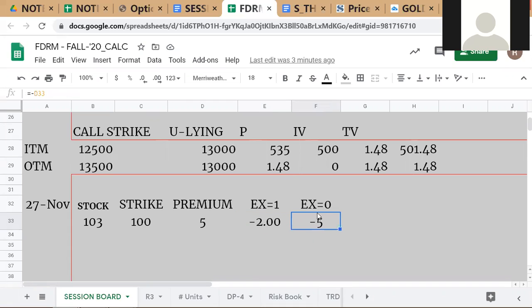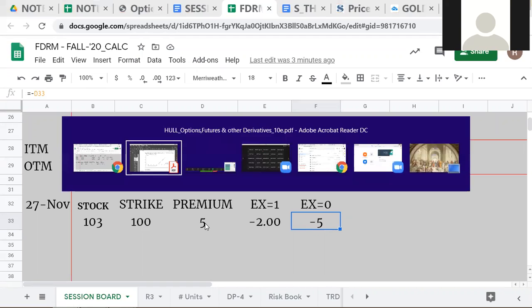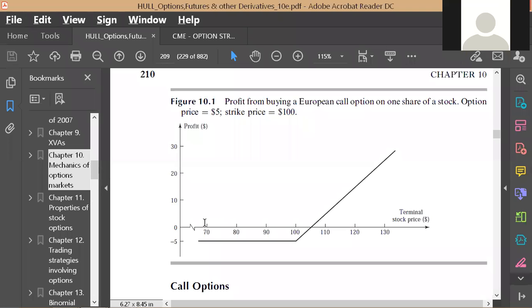So if I don't exercise, I lose the entire premium, and I don't have the opportunity to profit by exercising the option, buying it at 100 and selling it at 103 and picking up a $3 payoff. This $3 is the payoff, and this is the profit, because I have to deduct the cost of the option from the payoff. Okay, so is this point clear? Yes, sir.